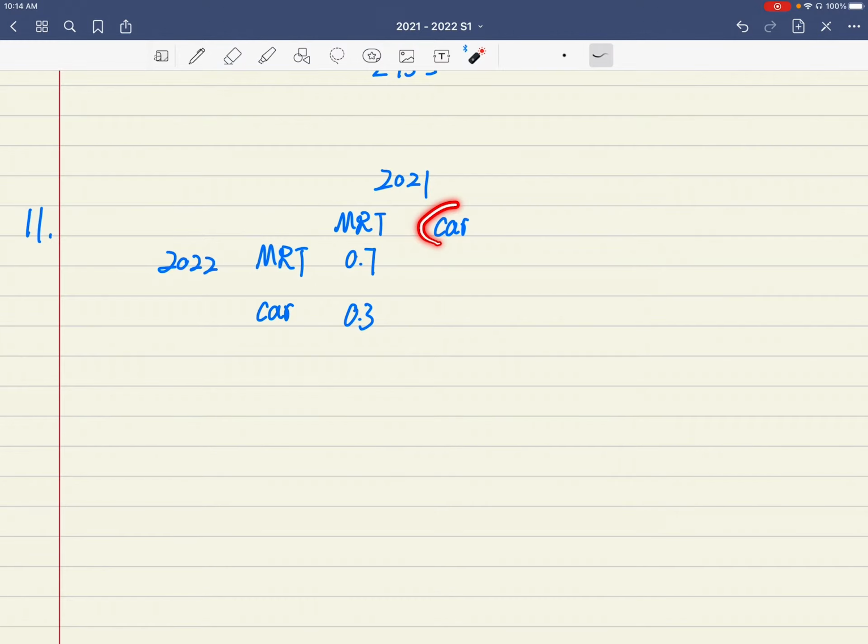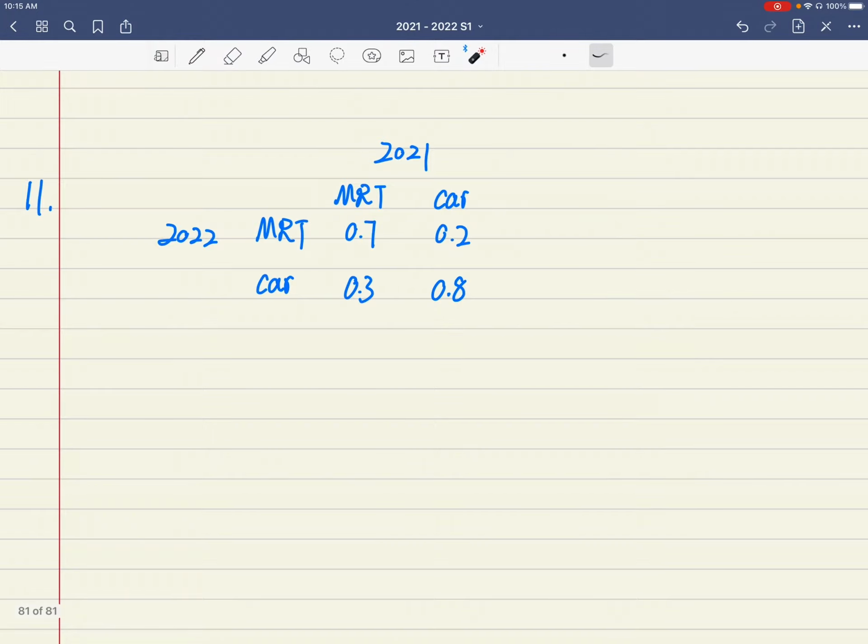What about people who are driving cars this year? Similarly, 80% of them will keep driving a car. What about the rest of them? The other 20% of people who drive a car this year will start taking MRT. Maybe their COE expired or for any reason. So that's the interpretation of that matrix.